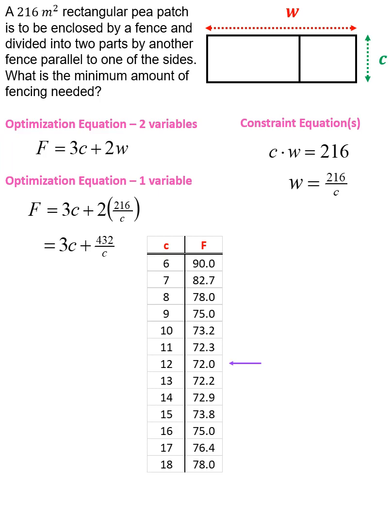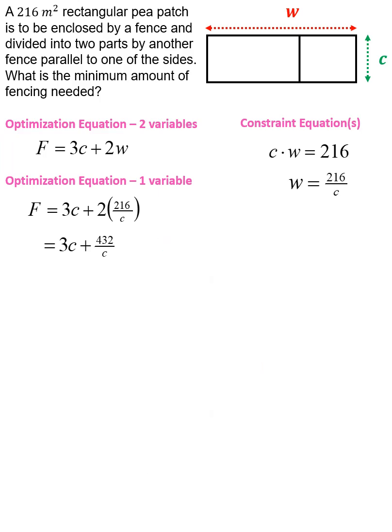So rather than making a table and picking specific values for C, how is it that we can consider all the values of C at the same time? To do that, we need to graph this function rather than make a table out of it. Because a graph effectively shows infinitely many points, and therefore infinitely many values for C and the corresponding fence values. So what I'm going to do now is I'm going to graph F as a function of C.